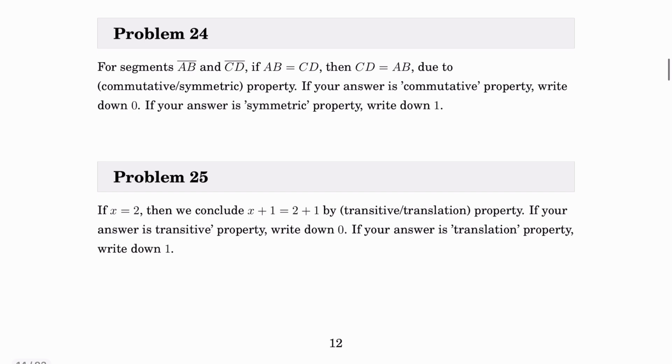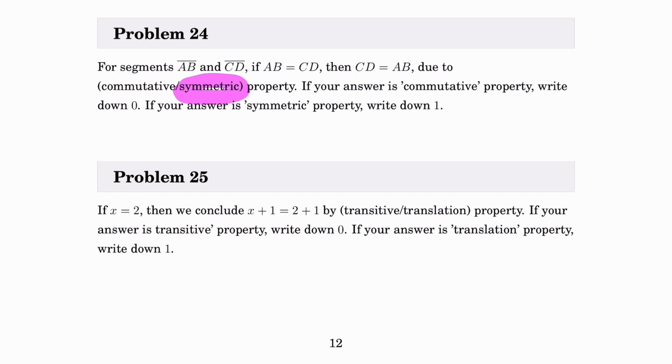Right. So moving on to 24. For segments AB and CD that are the same, if AB equals CD, then you can switch them around, and this is usually called the symmetric property. So the answer for this given problem must be the symmetric property.